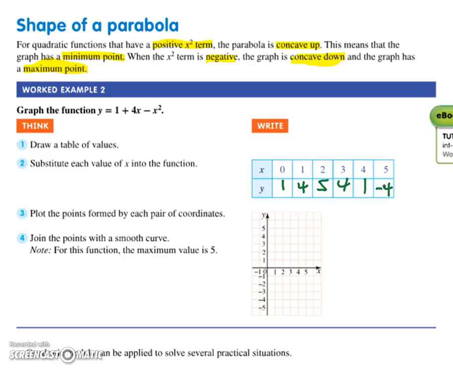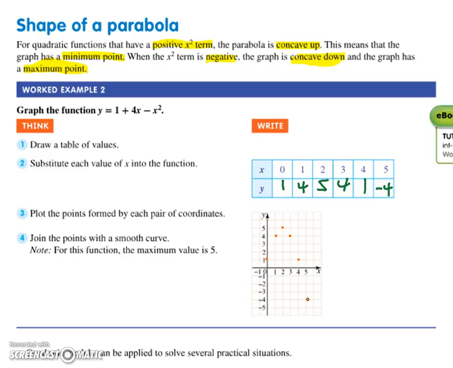Then you're going to plot the points. So what's my first point? 0, 1. Next one. 1, 4. Next one. 2, 5. Next one. 4. Next one. And next one. There you go. So we've now got a lovely little graph.